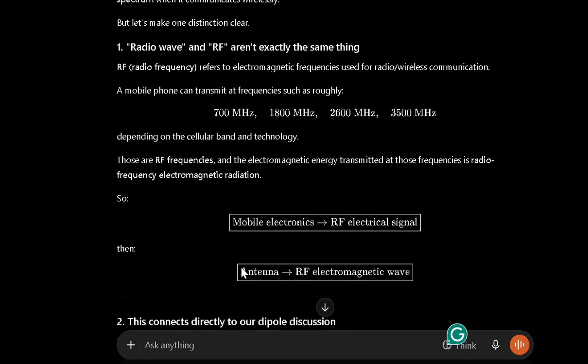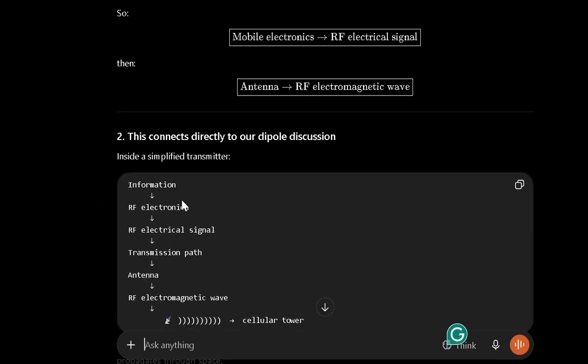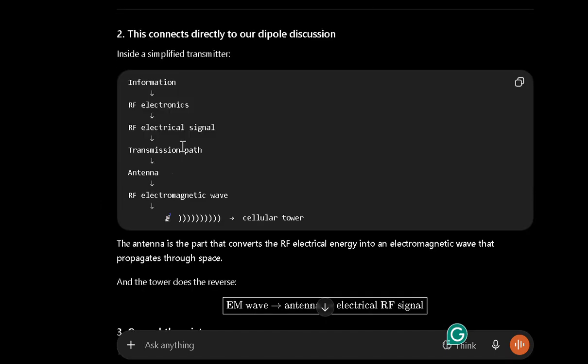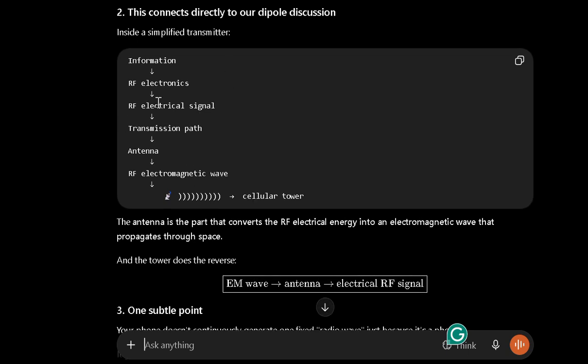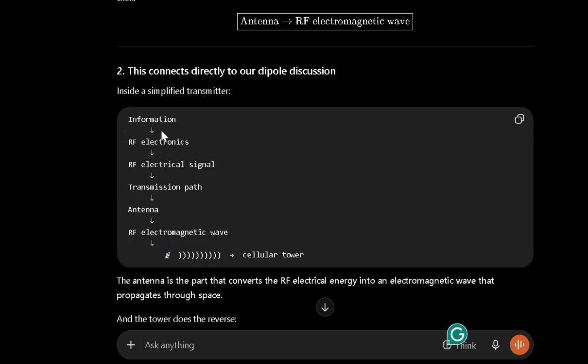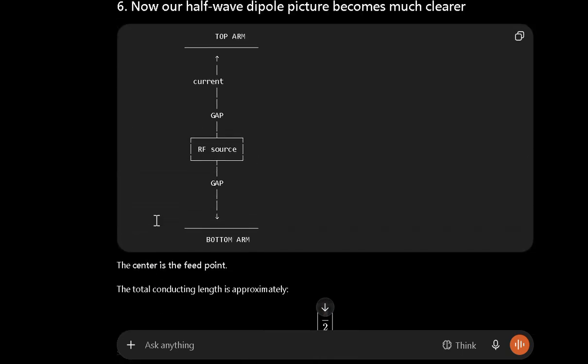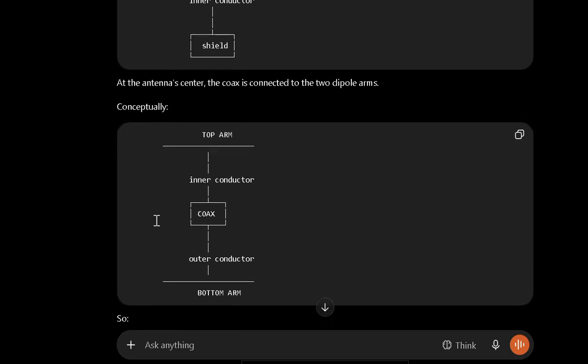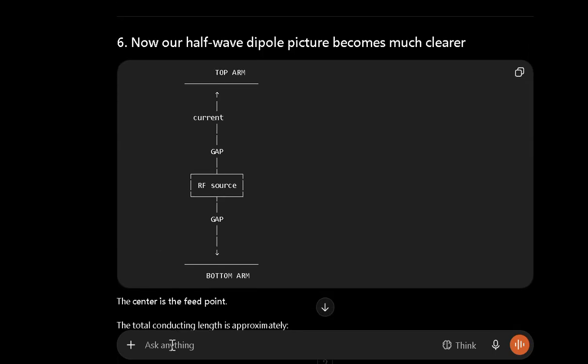This will be done by the antenna itself. The mobile towers you see will collect the radio waves and convert them into electrical RF signals, and then through the transmission line to the antenna, and the antenna converts it to an RF electromagnetic wave. So that's what happens.